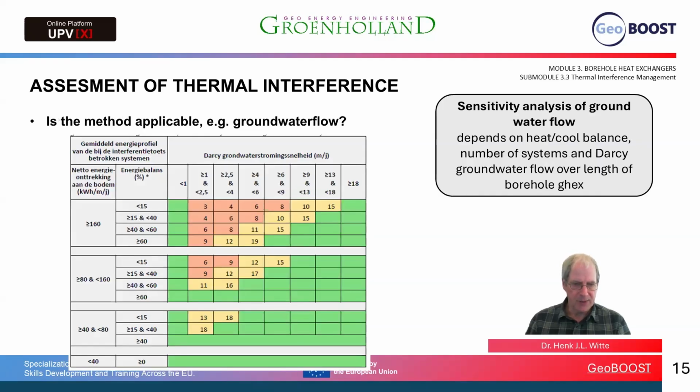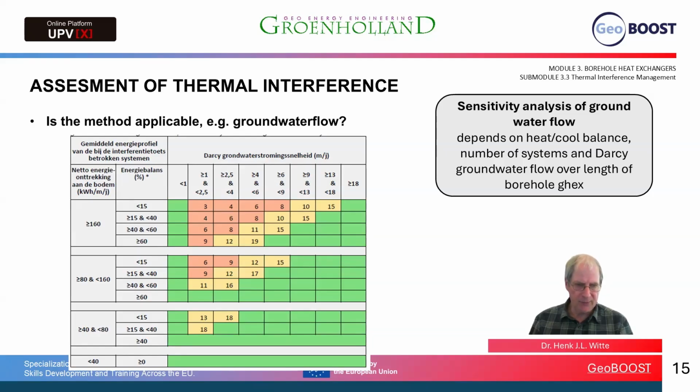The other question that we have is, can we apply this method when there is a bit of groundwater flow? Now, groundwater flow, of course, depends on several factors, amongst others also the gradient of groundwater that we have present. Other factors affecting the effect that it can have on the ground heat exchanger are the amount of heat being extracted and the energy balance. You can imagine that a system with a high energy balance will experience smaller effects of groundwater flow, especially with regard to affecting downstream systems, compared to a system with very little energy balance.